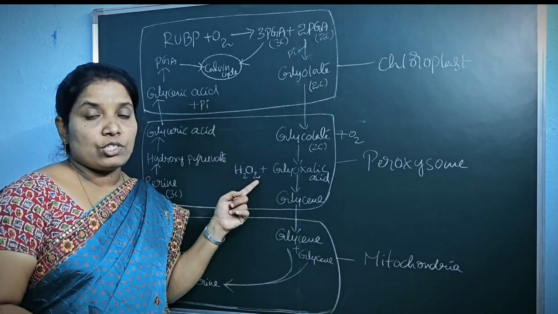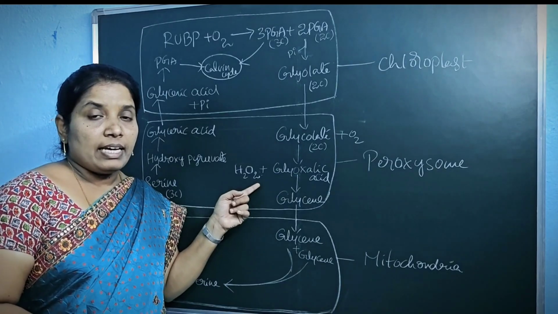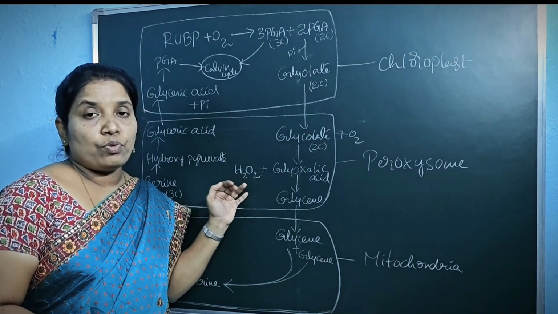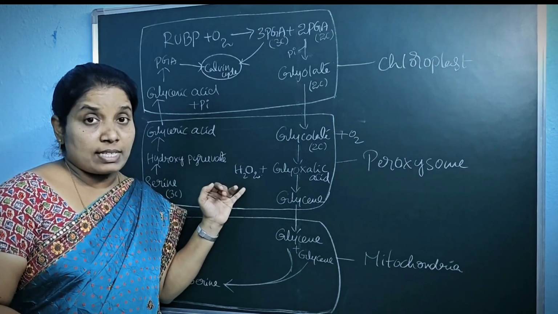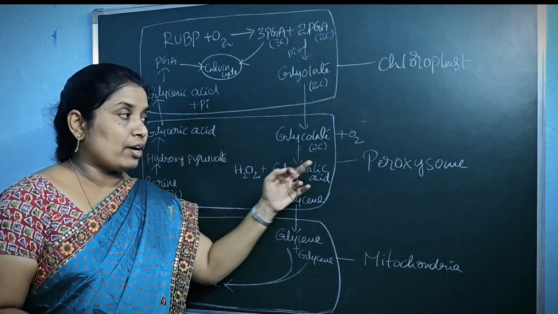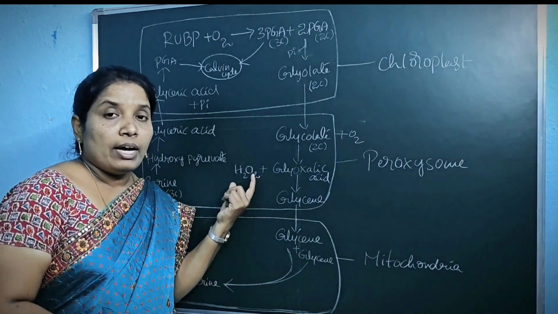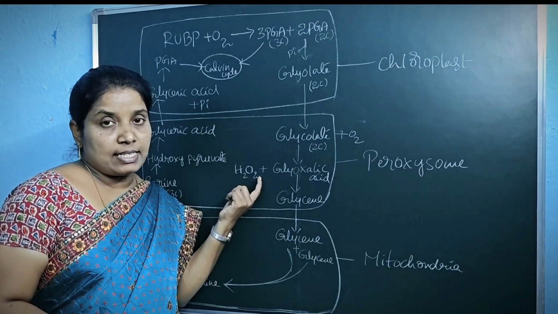Actually, H2O2 is toxic to plant cells. That's why immediately it should be broken down into H2O plus nascent oxygen. In the presence of the enzyme peroxidase, which is present in the peroxisome, hydrogen peroxide is converted to H2O plus oxygen. So let's see the next step.